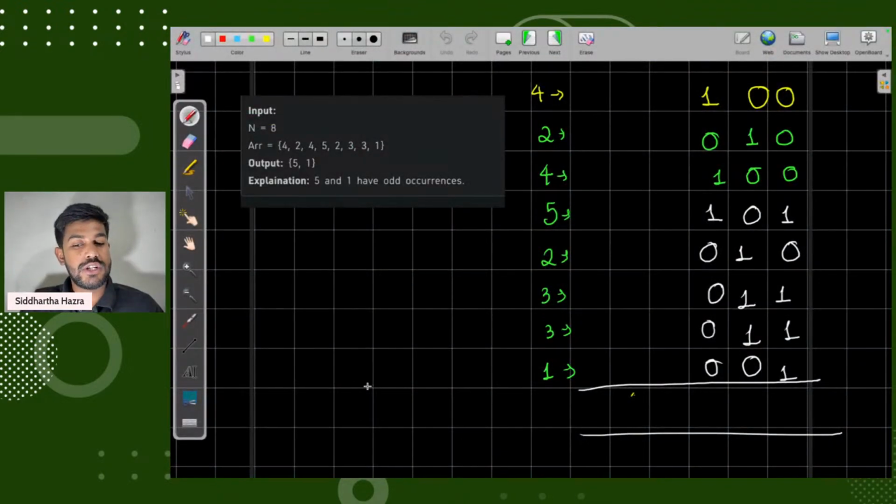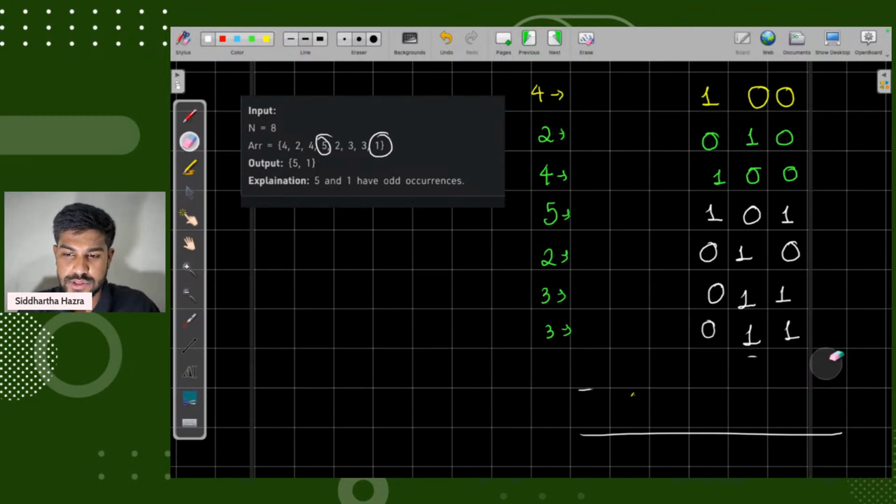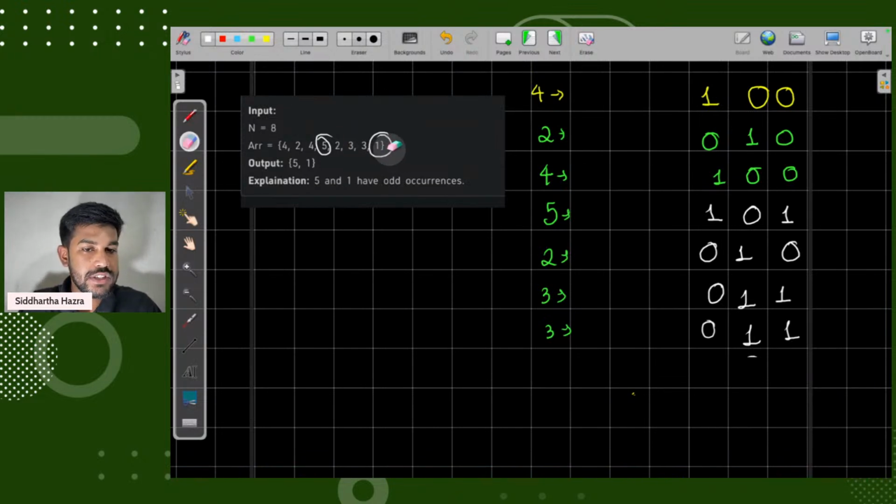So now let us see that we are dealing with XOR. Let us first see the case when we have only one element. Suppose we have 4, 4, 2, 5, 5, 3, 1. What are the elements that have odd occurrence? The elements are 5 and 1. Let's suppose we are removing this one. At first let us just remove this, see that question, and then we will see the other question. So now 5 is removed.